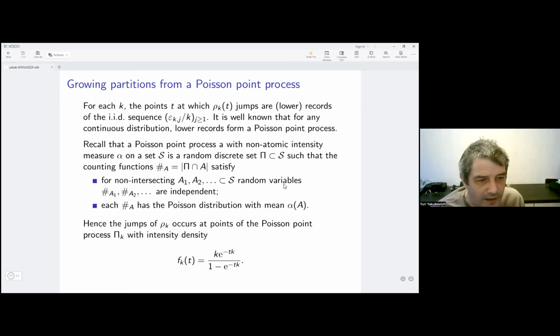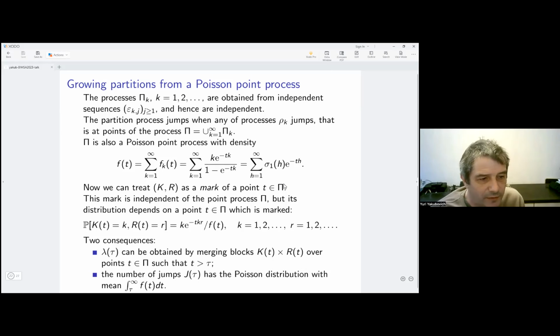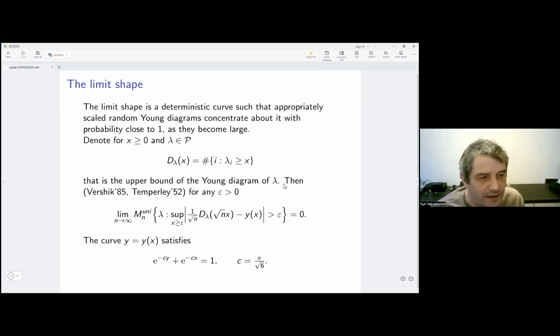So maybe I will skip this part about the Poisson point process and just finish with results about the limit shape.